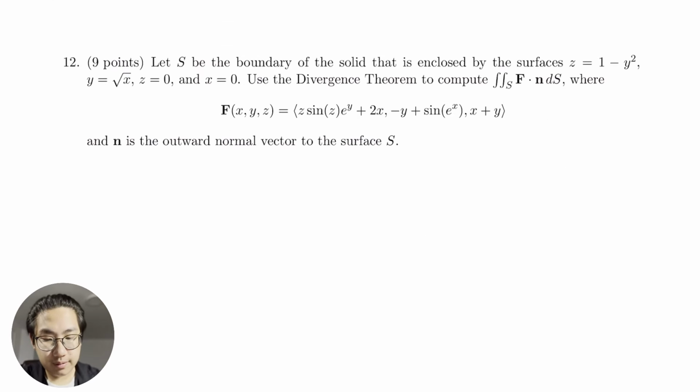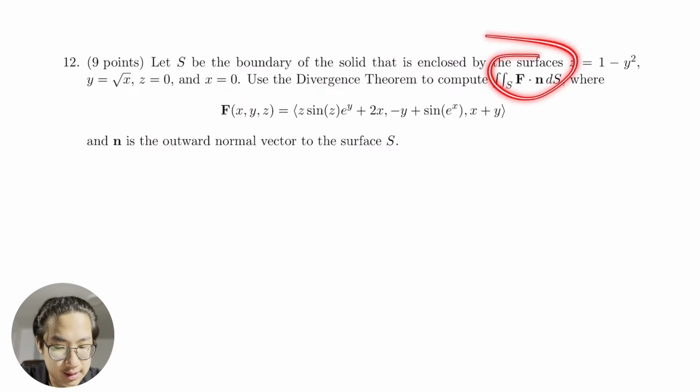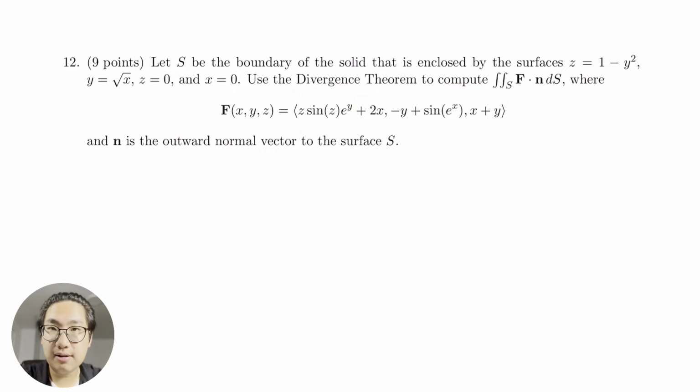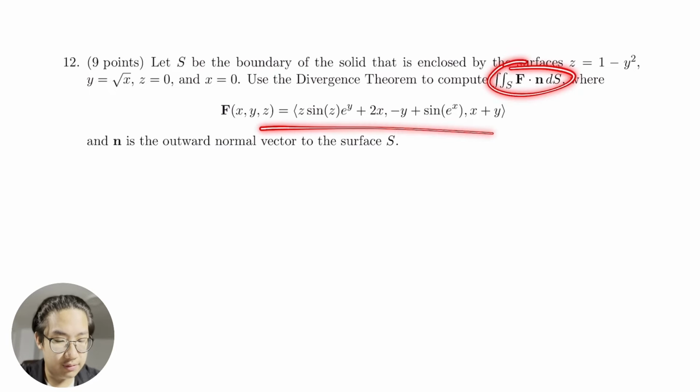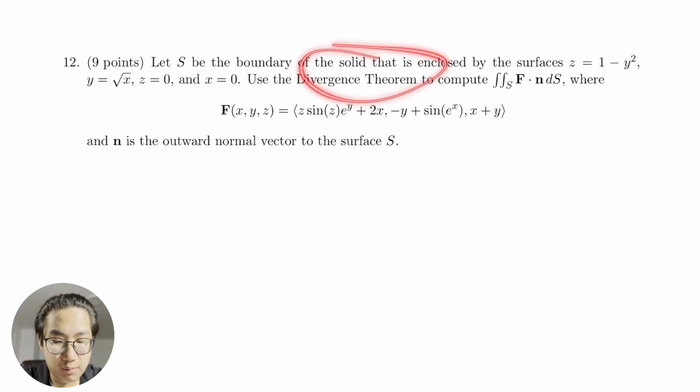Question 12. Let S be the boundary of the solid that is enclosed by the surfaces z is equal to 1 minus y squared, y is equal to root x, z is equal to 0, and x is equal to 0. In this question, we want to use divergence theorem to compute the surface integral, where this is what our function is equal to. So the idea is here, similarly, it's going to be somehow difficult to compute this with the fact that our vector field is equal to that, which is where divergence theorem will come in.